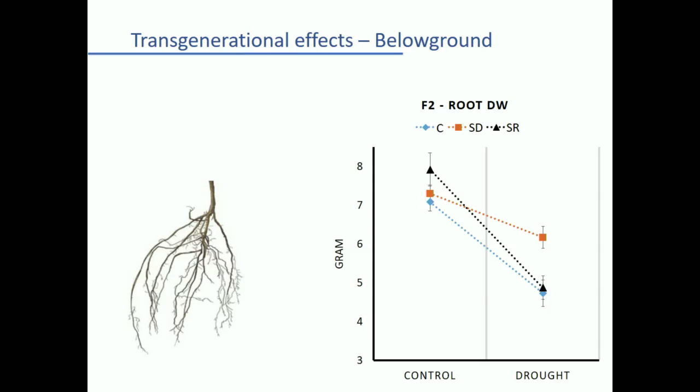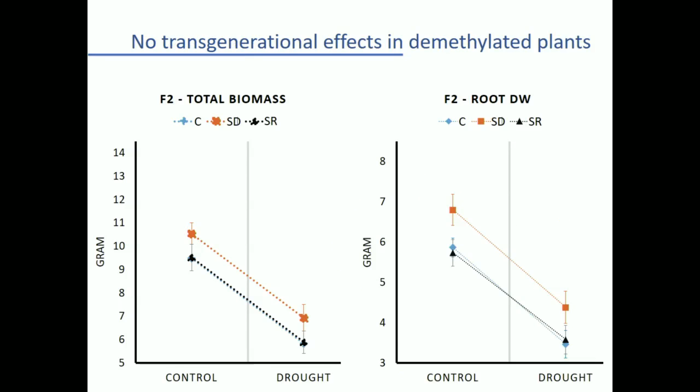And then when we looked at the demethylated plants, it became even more interesting, we think, because here we find no transgenerational effects at all. So the transgenerational effects that we found in response to drought were not there anymore in the demethylated plants, which could suggest that epigenetic variation is indeed involved in these adaptive responses.